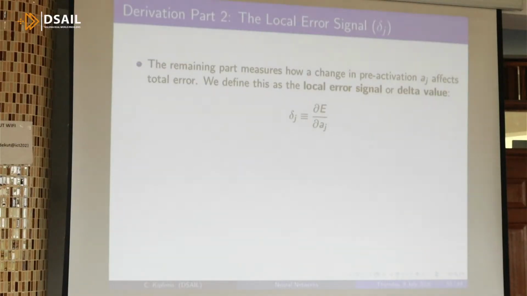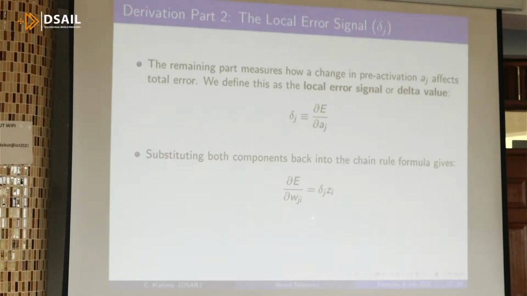Okay, the local error signal. So the remaining part measures how a change in pre-activation aj affects the error. We remember here that we've just computed how aj varies with the weight. We got that value, but we haven't computed how the error itself varies with aj, because that's what completes the computation in the chain rule. We define this as a local error signal. We just refer to it as delta j for now. We'll compute it later.